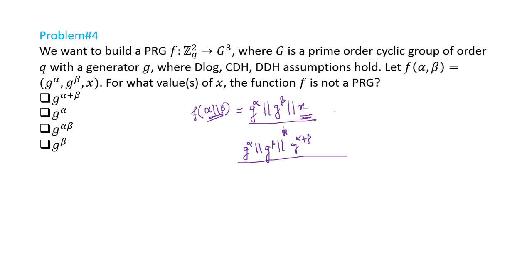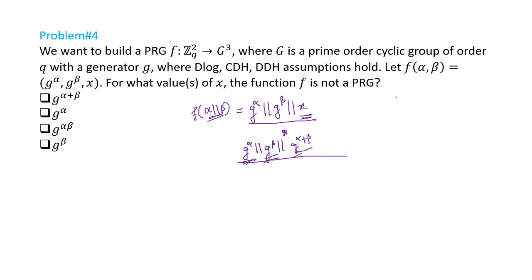It just sees the output of the PRG, and it has to decide whether this output is distinguishable from a truly random string. So let's say the output string has this format: g to the power alpha concatenated with g to the power beta concatenated with g to the power alpha plus beta. If this is the format of the string, is it distinguishable from a uniform random string? Let me tell you, it is distinguishable.